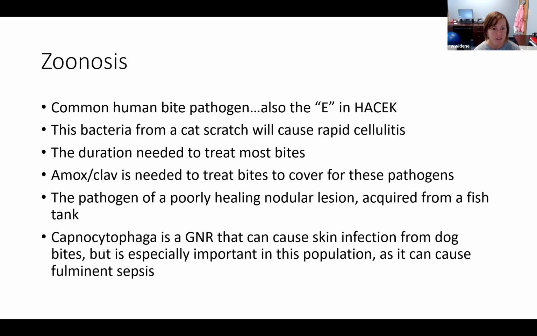On the spectrum map, there is cat scratch Bartonella as part of your skin and soft tissue infections, but remember that's just going to be a papule or a little node, and not cellulitis. Like how I tricked it up there?